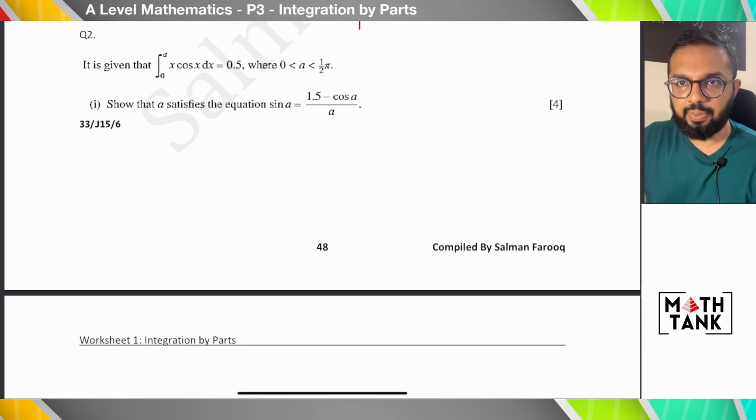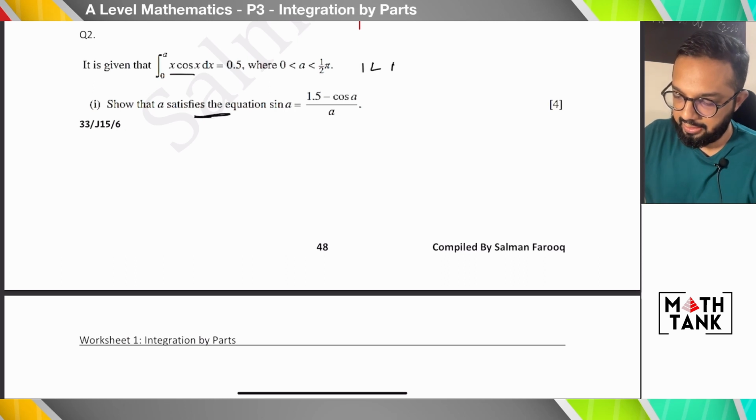This has just the first part. Possibly the next part is numerical solutions to equations. That is what this usually does, but that's for another day. I'm going to solve the first part for you. It says x cos x integrated from 0 to a gives you 0.5.